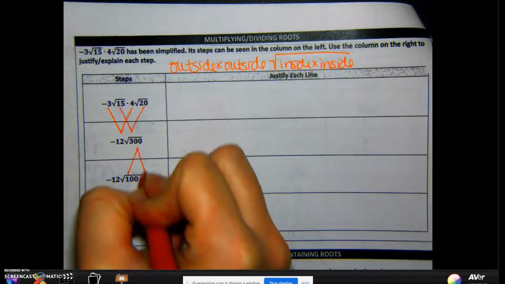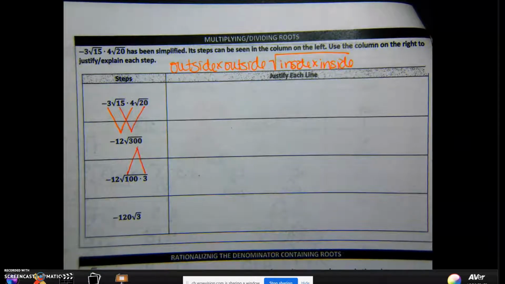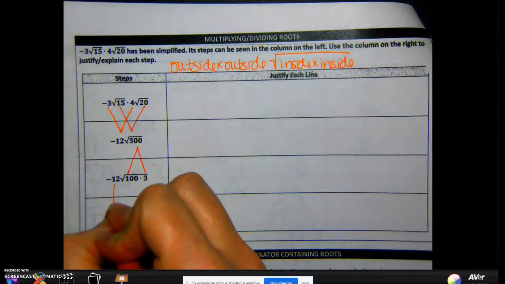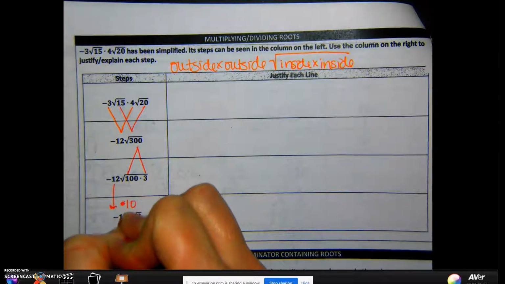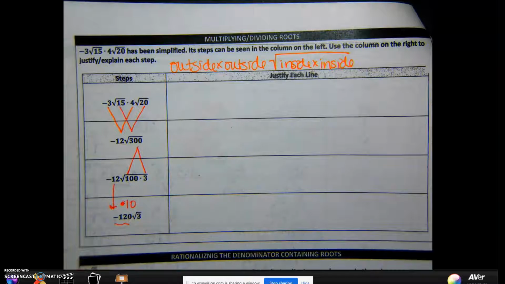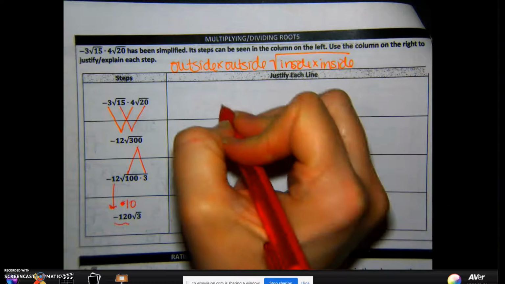What they did was they broke it down into the largest perfect square number, which is 100. And then they multiplied it by 3. What's the square root of 100? 10. So they're going to do -12 times that 10 to give us this -120 square roots of 3. Okay, does that make sense? No, not really. Let's try another one.